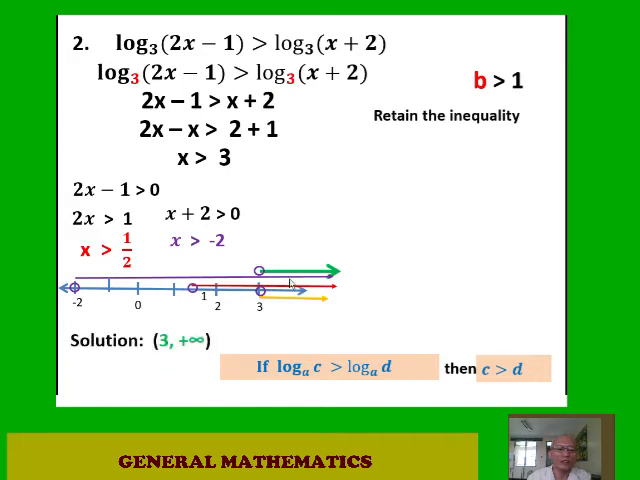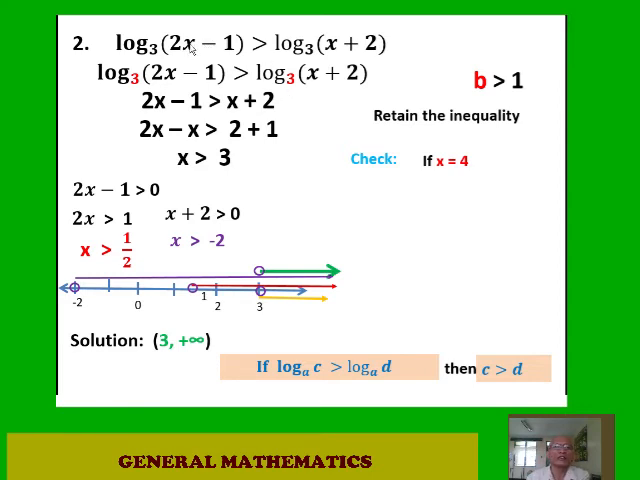So in interval form, the solution set is 3 up to infinity. So open, because 3 is not included in our solution set. This is open. Now let us check. If we substitute a value, for example 4, which is included in our solution set. 4 is here.